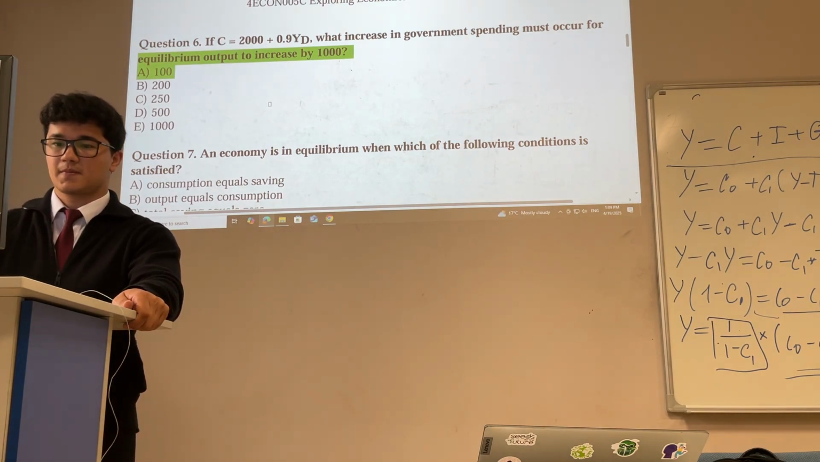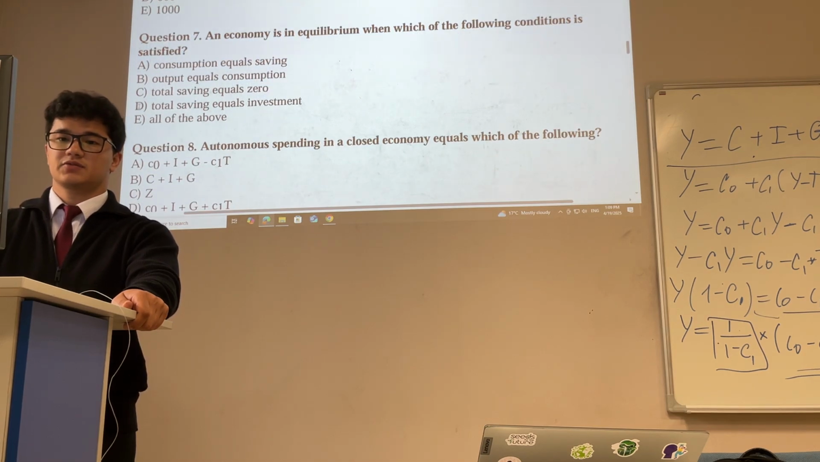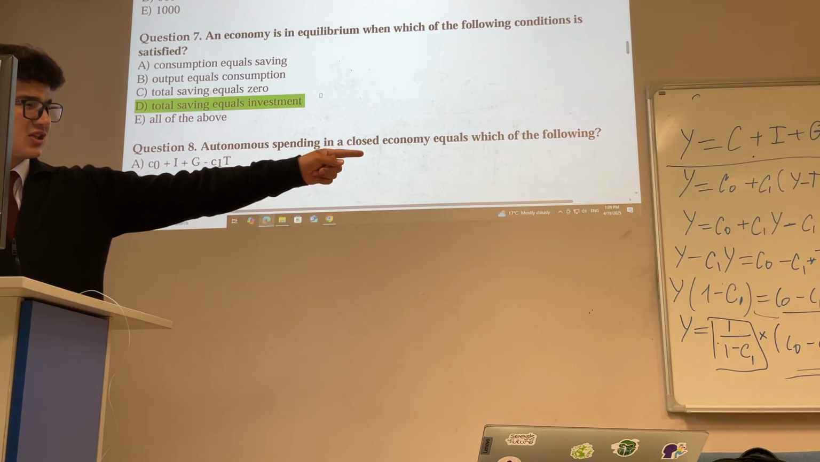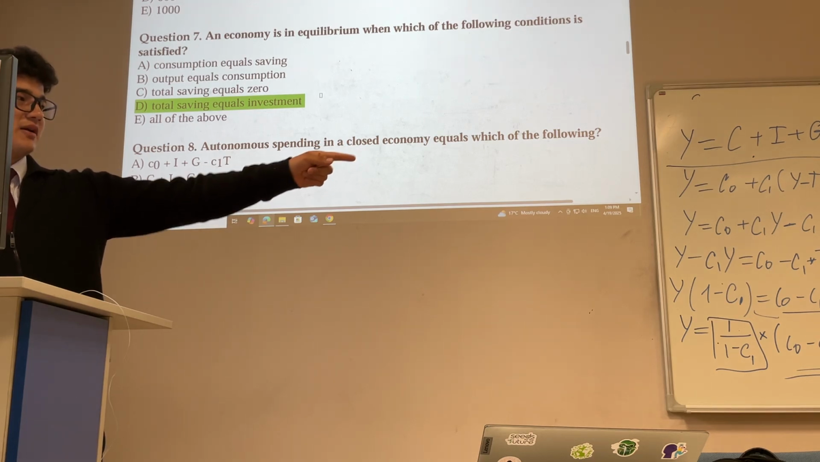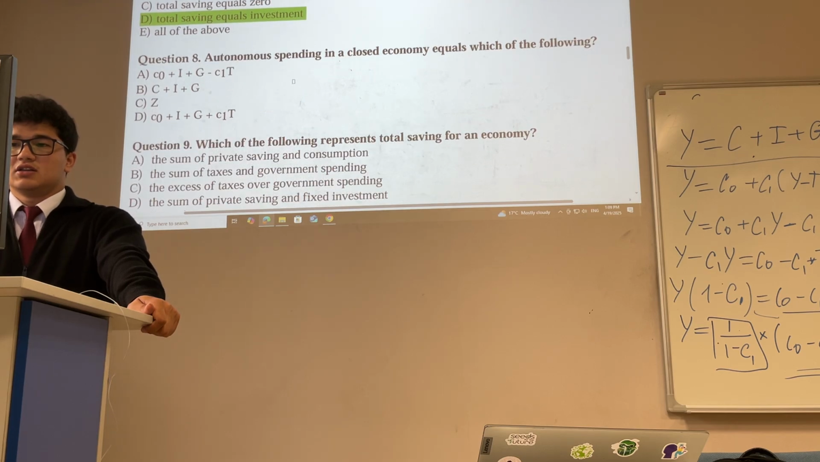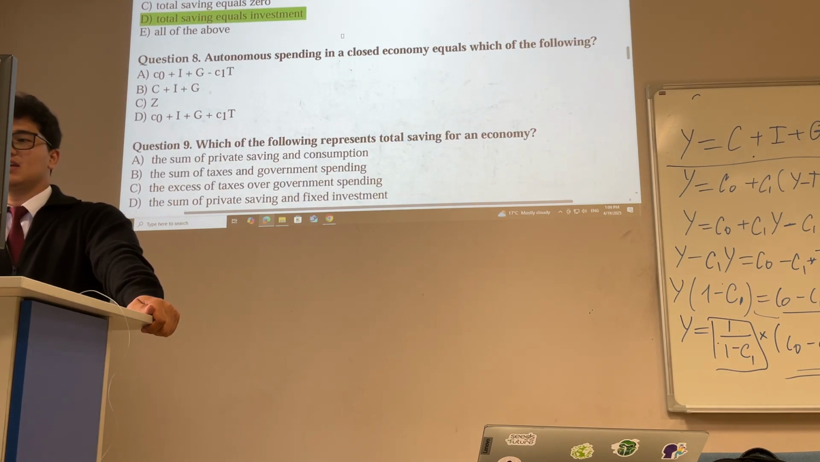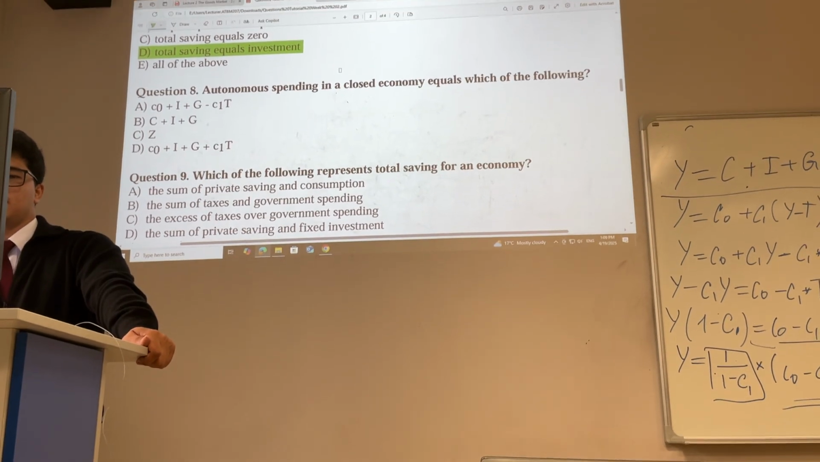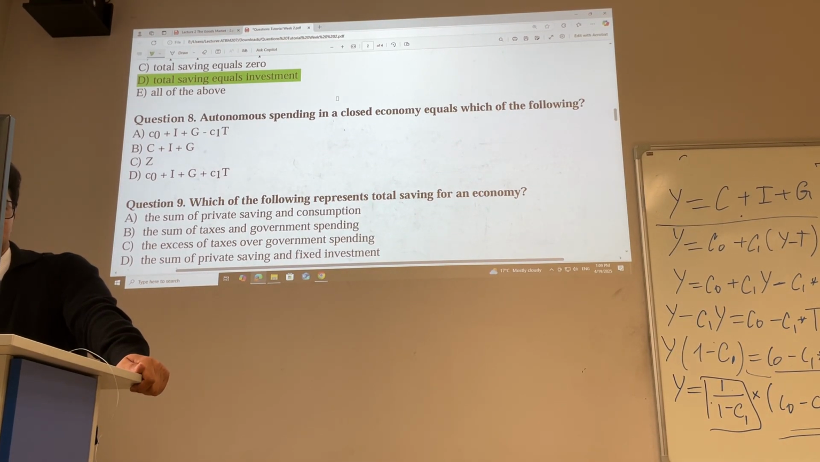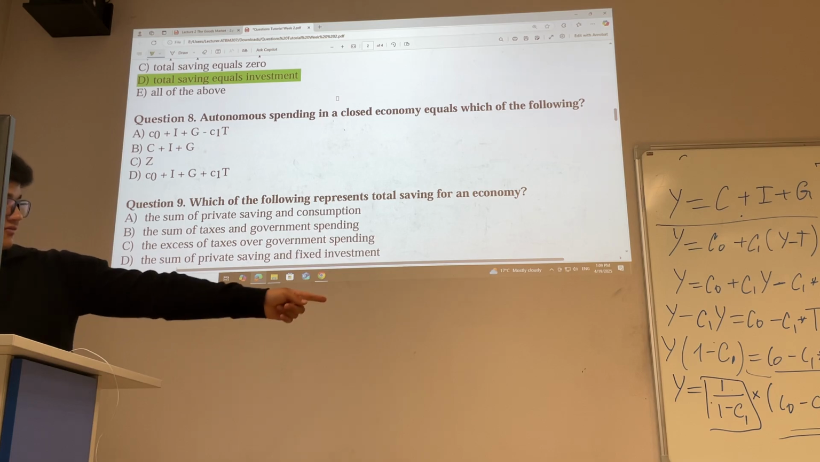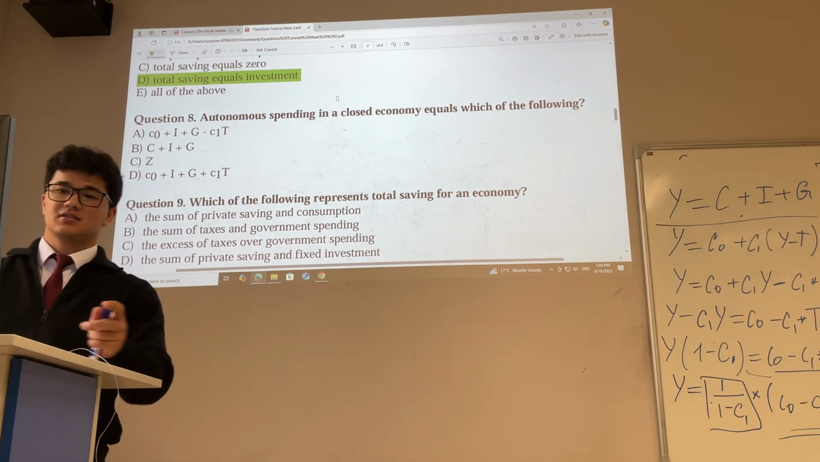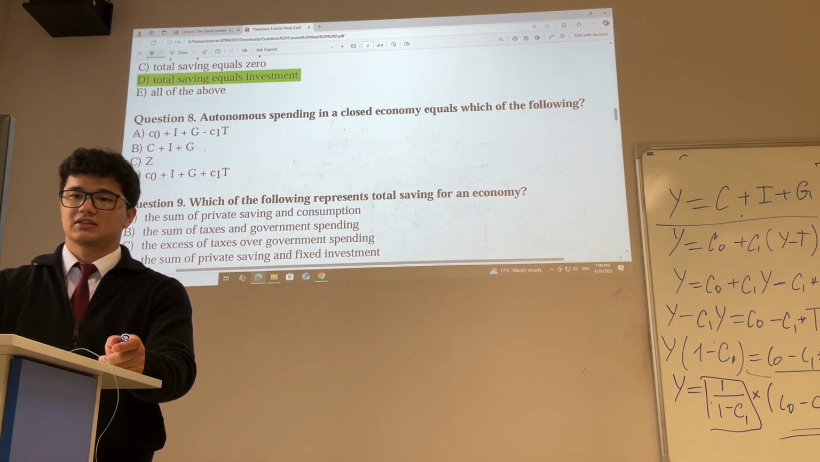So this one is total savings equal investment, we derive it, right? Investment equals private savings plus public savings, which means total savings. Autonomous spending equals which of the following? Which one? Autonomous spending. B? Wait just a second. A. Yes. Tax is always minus.